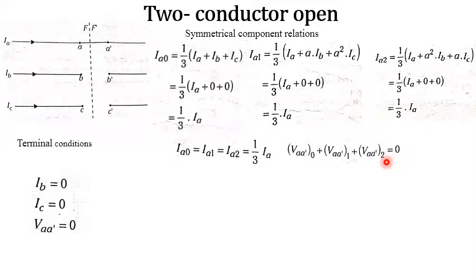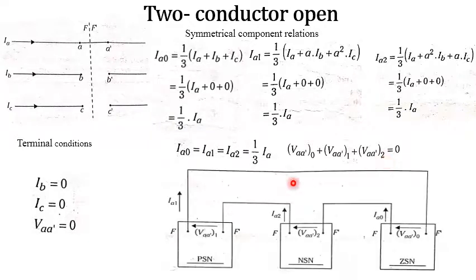From these two things, the condition is similar to that of the line to ground fault, which is going to suggest that the three sequence networks are to be connected in series, so hence it is short circuited. You can see that the PSN, NSN and ZSN are connected in series, the current flowing across the PSN is the same in the NSN and the ZSN, and it is returning to the PSN. This is the condition for two conductors open.